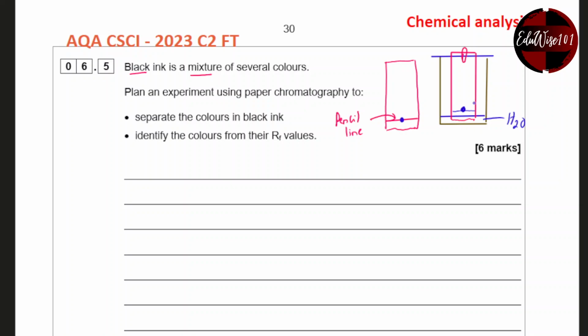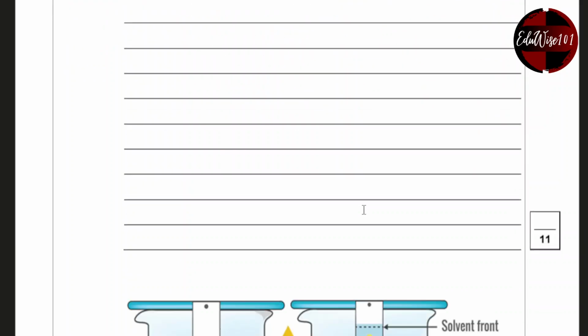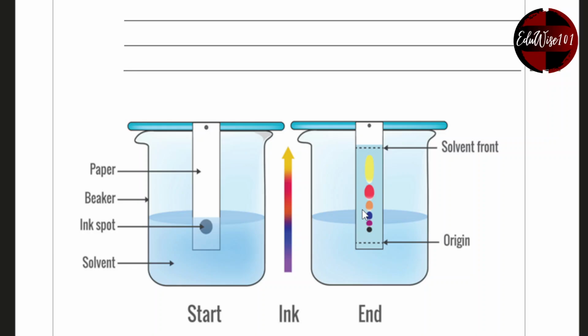Right? If the ink dot touches the water, then you got it wrong. Now, if you can actually draw this and label this, then you are going to walk away with at least 2 marks. So it's always better to have a simple diagram as part of your answer. So if you were to actually set it up, this is what it'll actually look like.